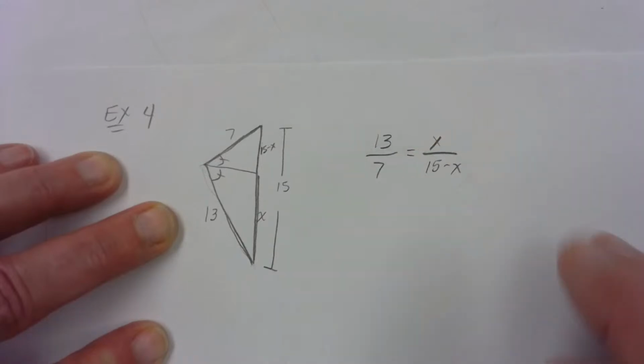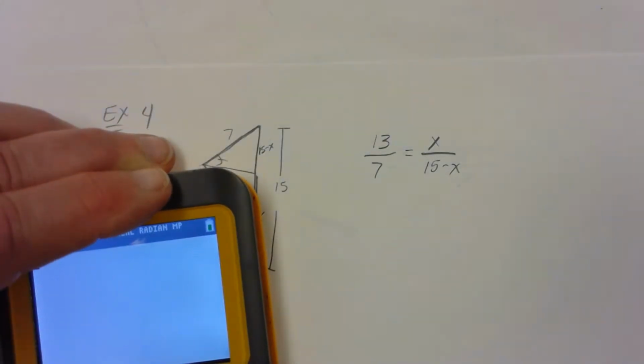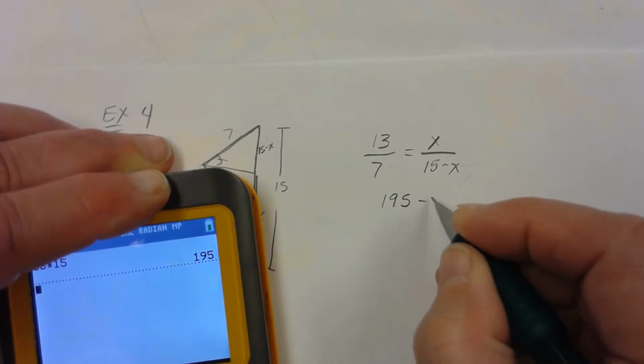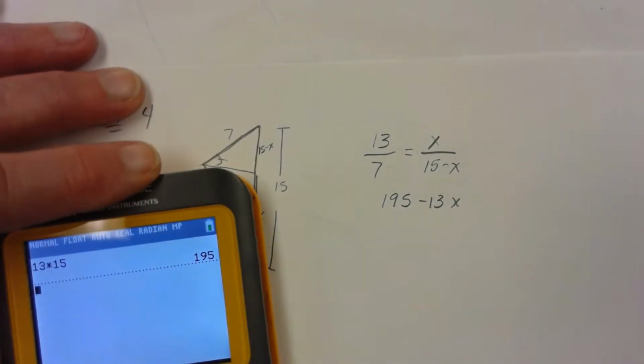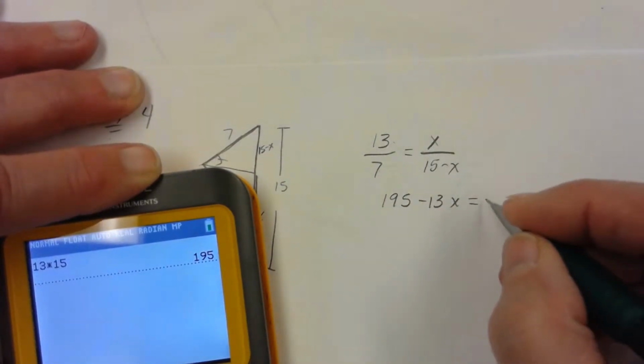If you write that, they've got some proportional things going on there, then you can cross multiply. So I have 13 times 15. I'm distributing here. This times this would be 195 minus 13x. I don't know if you can see that very well on my calculator. This is what I'm taking, this times this and distributing, equals this times this, which is 7x.